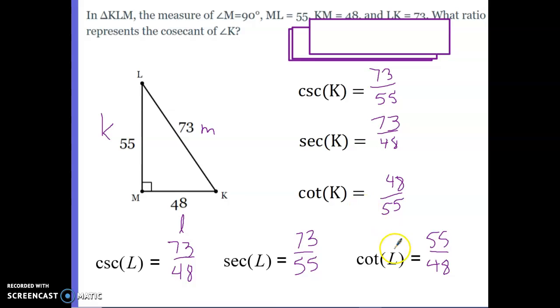And then the last one, let's look at tangent and cotangent. Do you see that cotangent of one is the reciprocal of cotangent of the other? So when my angles add up to 90, those are called co-function angles. And we're going to learn about that in a later section, but just notice the relationship between the trig functions, that the secant and the cosecant of the co-function angles are the same, and cotangent of the co-function angles are reciprocals.